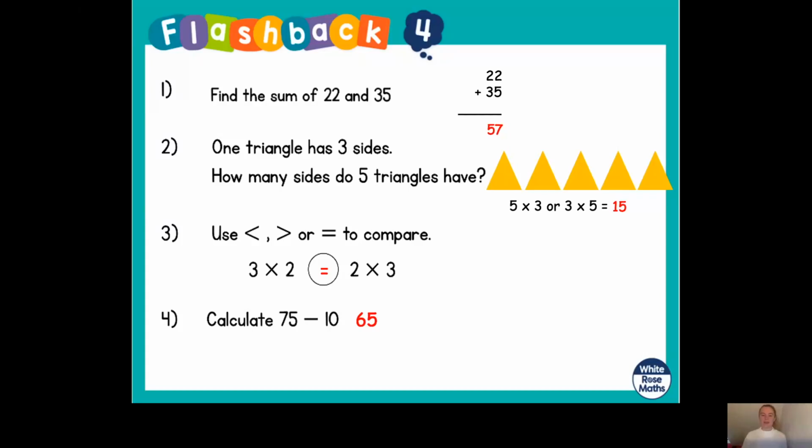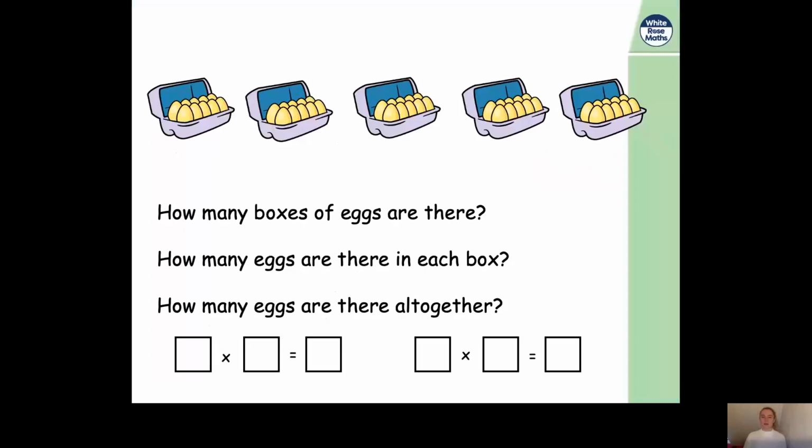Here we have some boxes of eggs. How many boxes of eggs do we have? Let's count together. 1, 2, 3, 4, 5. We've got 5 boxes of eggs. How many eggs are there in each box? Yes, that's right. We've got 10 eggs in each box. We need to work out how many eggs there are altogether. How many groups did we have?